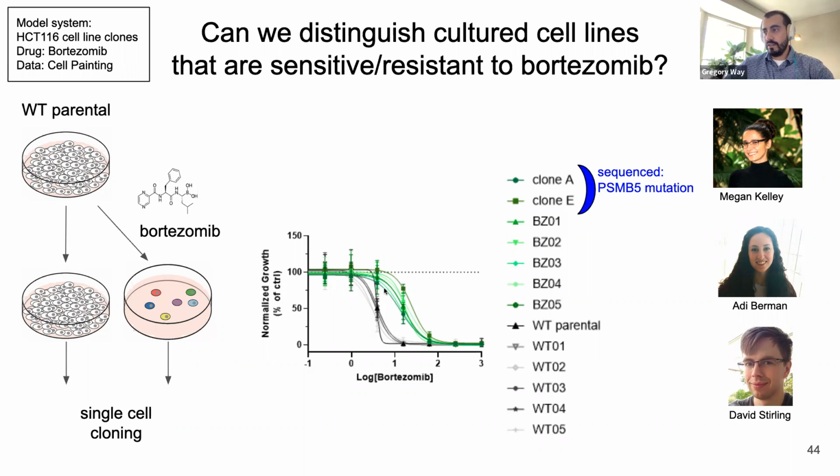But what this curve is showing is that these clones that we were able to isolate from the wild type parental line do exhibit the characteristic growth curve in the presence of bortezomib, indicating that they have resistance to the drug.